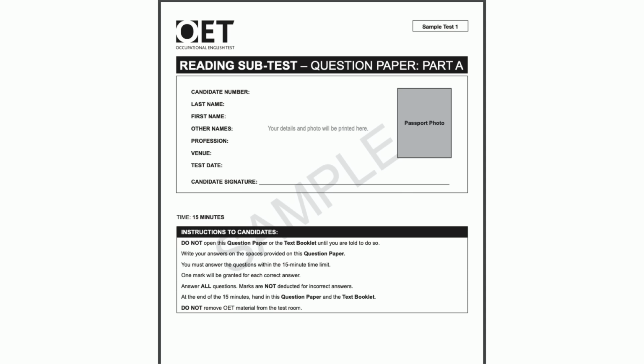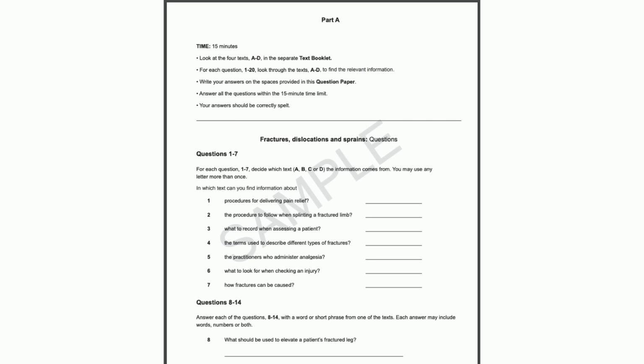That's fine. So following that, you also have a separate question paper, right? And on the question paper, you have 20 questions. Questions 1 to 7 ask you in which text can you find information about, for example, number 1, procedures for delivering pain relief. You've got both, right? You've got the text booklet with the 4 texts and you've got the question saying in which text, A, B, C, or D, can you find information about delivering pain relief, for example? And you need to quickly look across and go, okay, that's text C, and you just write C. So that's the first set of questions.